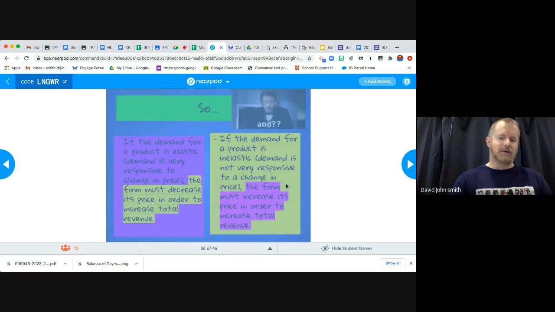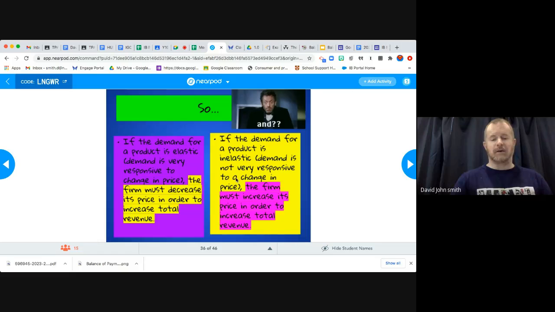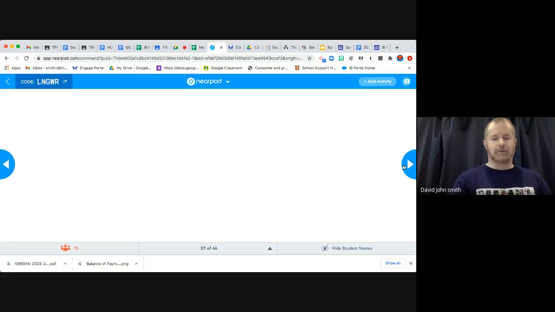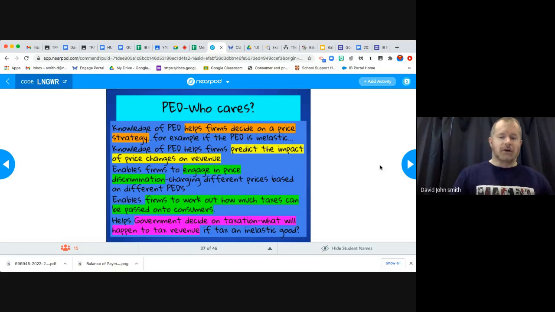It's also going to help you understand some of the business decisions that you see when you go to the supermarket. Why do they increase the price of these products? Well, if they're increasing the price, then the suggestion is the product is very inelastic. Why are they decreasing the price of this product? Well, the suggestion then is that the demand is very elastic. So knowledge and understanding of PED is going to help businesses figure out their pricing strategy. If the product is more inelastic, then they're going to want to increase their price, right?